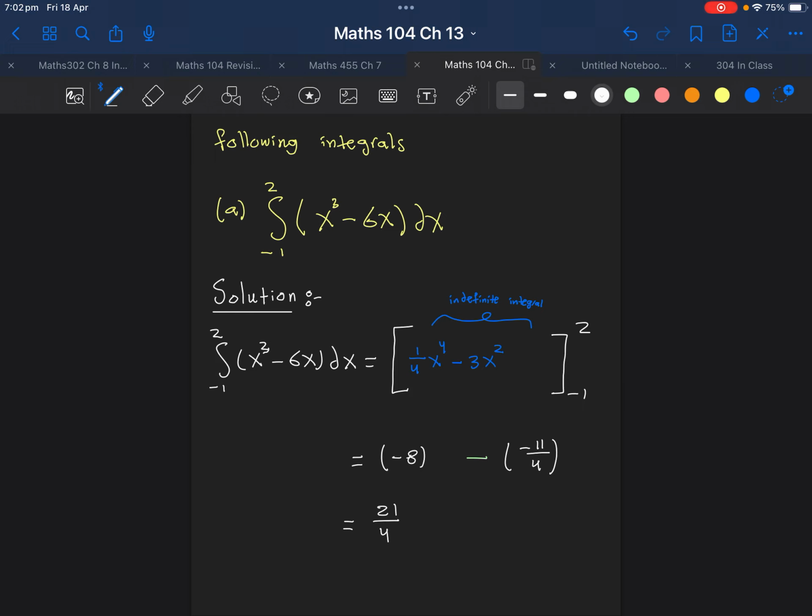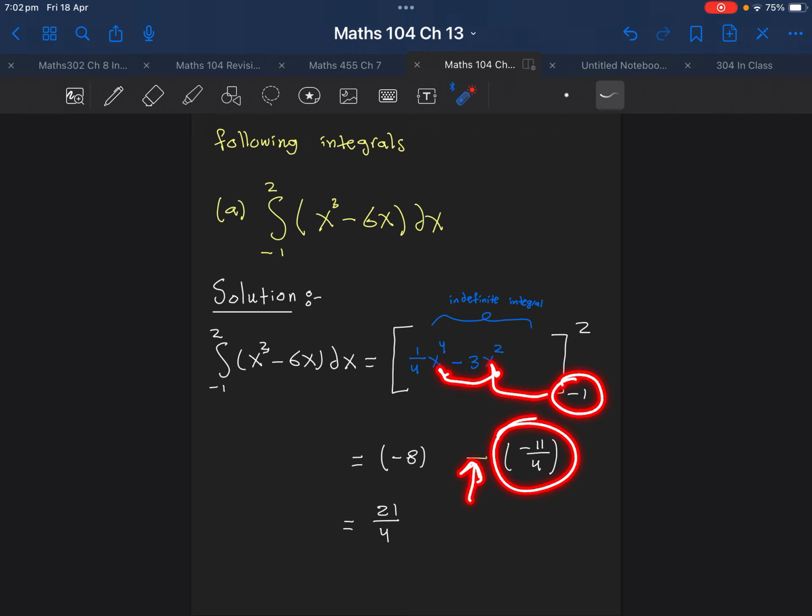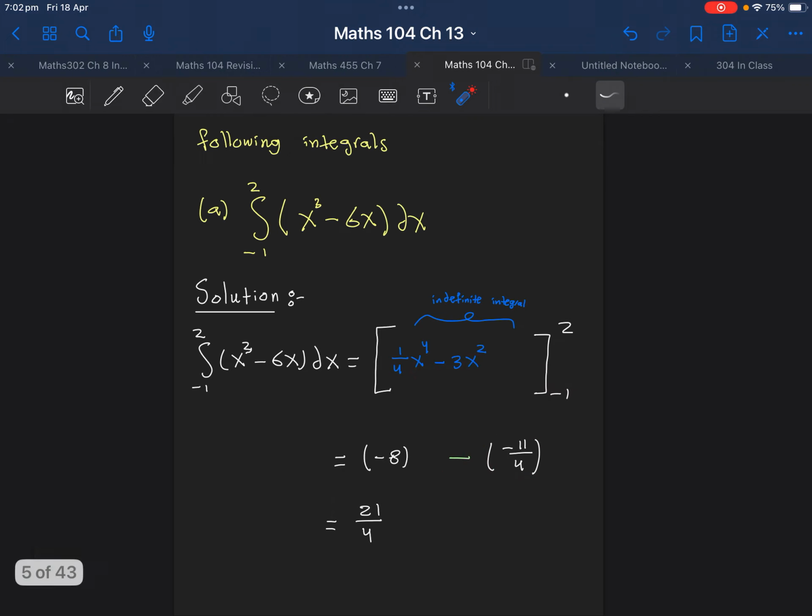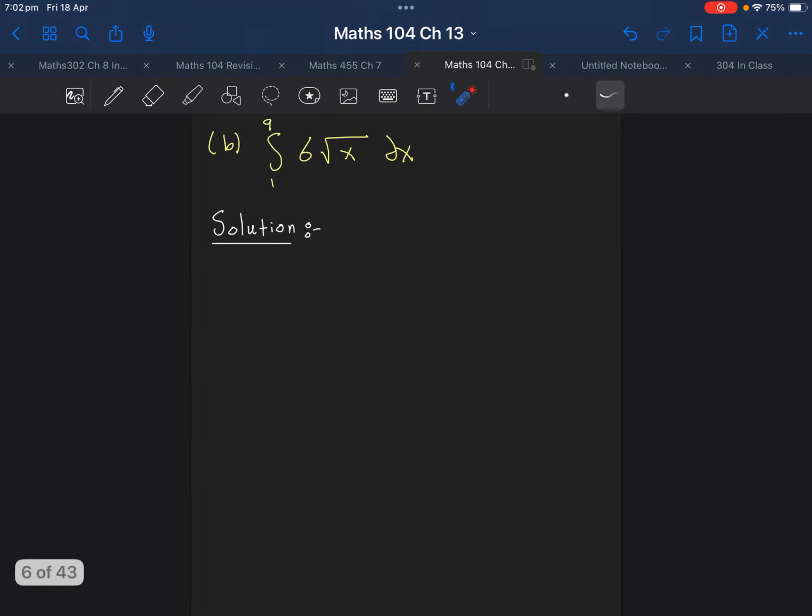So the definite integral is similar to the indefinite integral. The first step, we just find the indefinite integral as before. Next step, you plug in the number in the upper limit and you get one answer. Do the same, plug in the number in the lower limit, you will get another number, and then you subtract them in the middle.